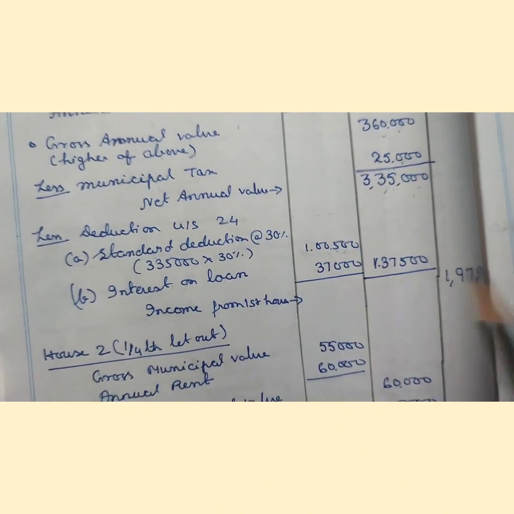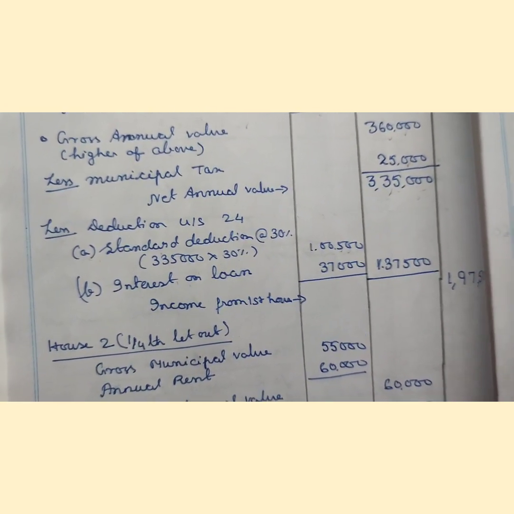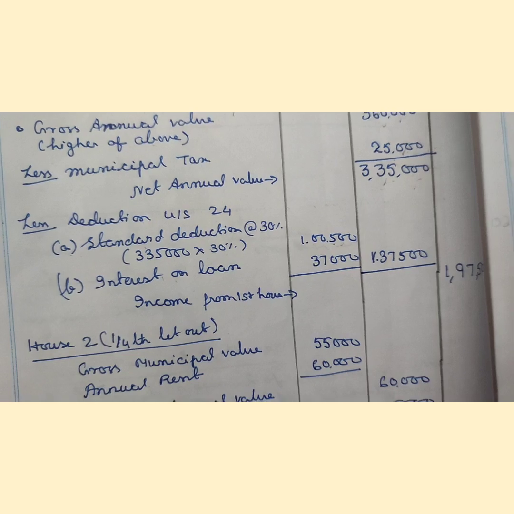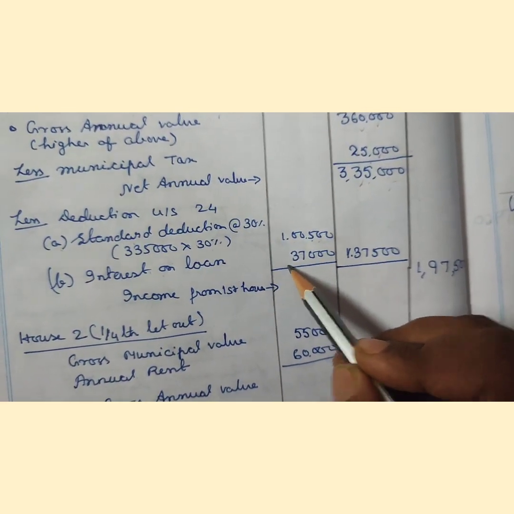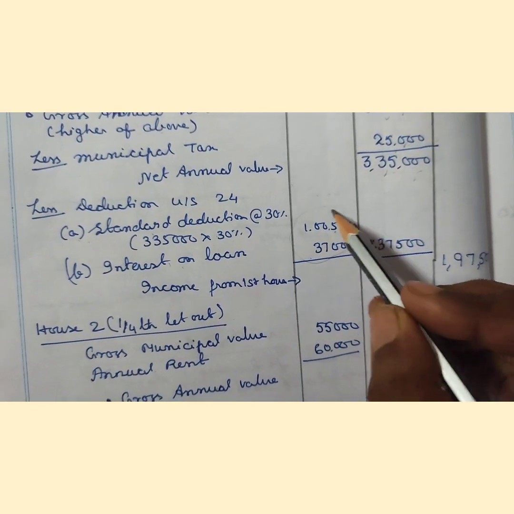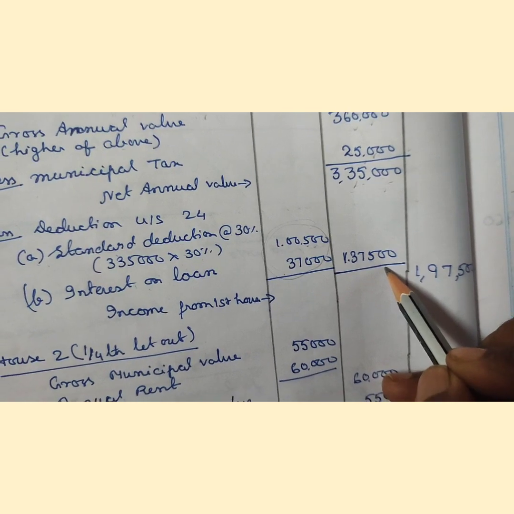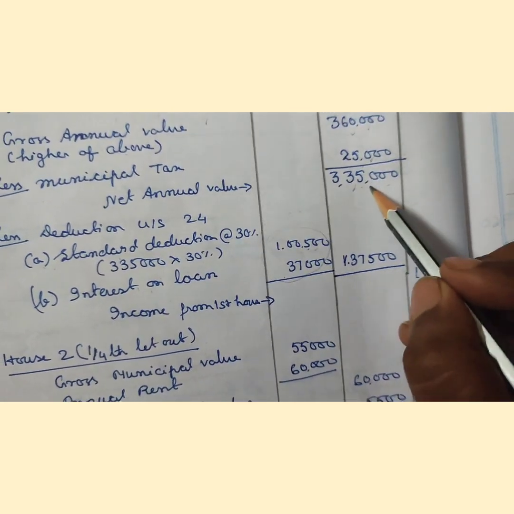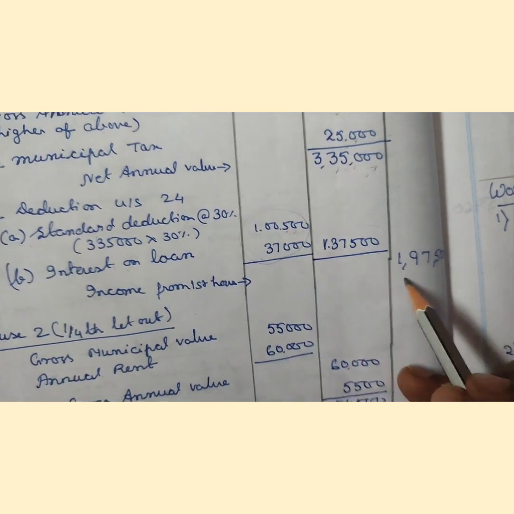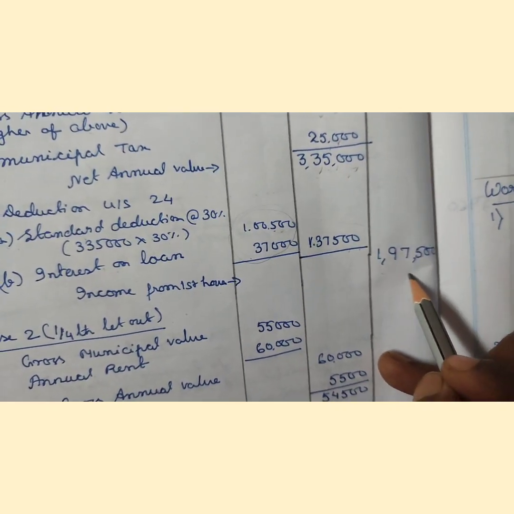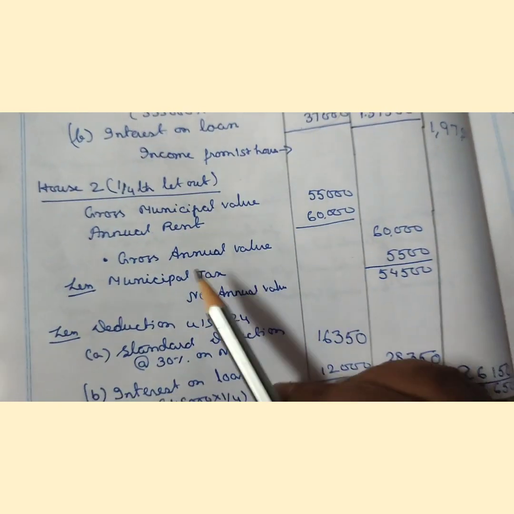And interest on loan is given in the question 37,000. And we know that in case of let out property, there is no maximum limit of interest on loan. So full amount is deductible. So total deduction is addition or summation of these two. That is 1,37,500. And total deduction is deducted from this net annual value, and we get income from first house, that is 1,97,500. Now come to the house 2.